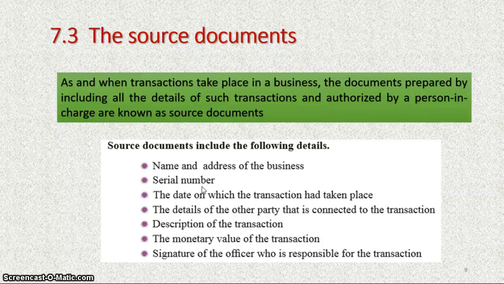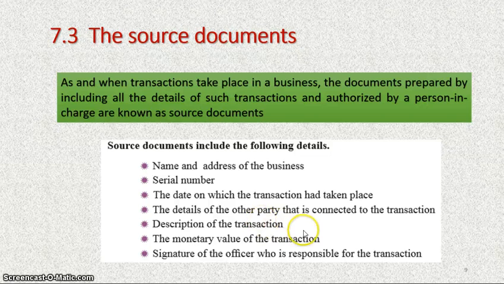The next person who pays the fees will have 002. And after that, it goes on like that, 003, 004. So you know in which order the fees have been paid, who has paid when, and all. The date on which the transaction had taken place. Obviously, if you take a receipt, you will find the date.